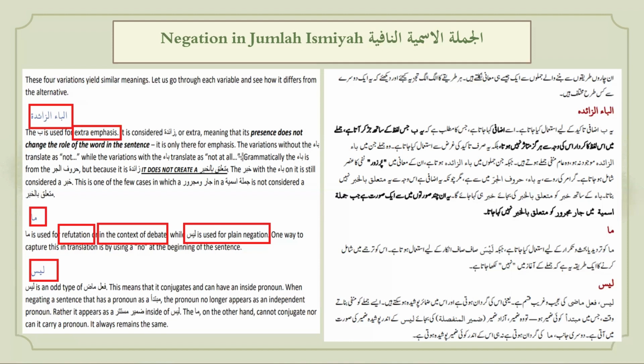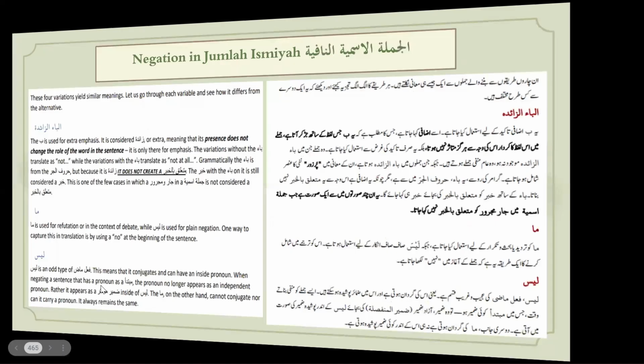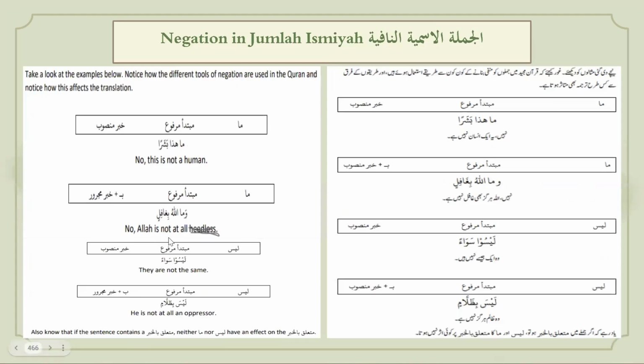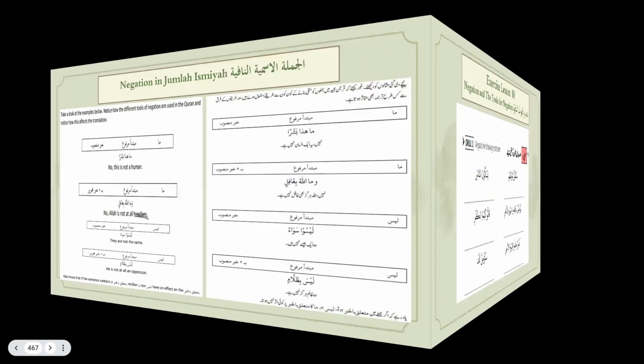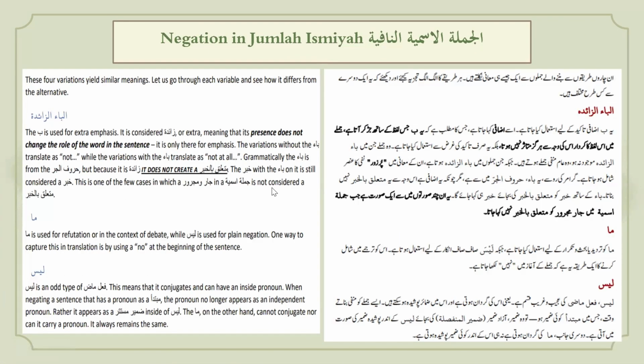This ba grammatically is harjar, but because it is zaida, it does not create a mutaliq bil khabar. So when you see a sentence with ba zaida, you are not going to say that this is mutaliq bil khabar. Like bi ghafilin is not mutaliq bil khabar. The khabar with the ba on it is still considered as khabar. So this is about the rhetorical implications of ma, Laisa, and ba zaida.